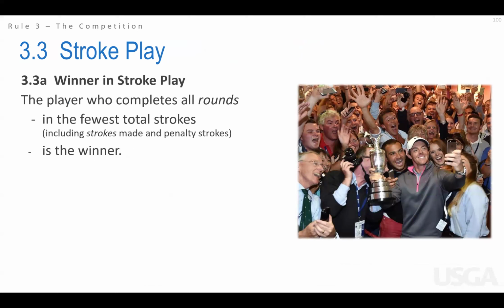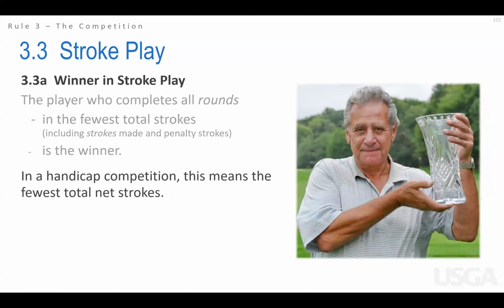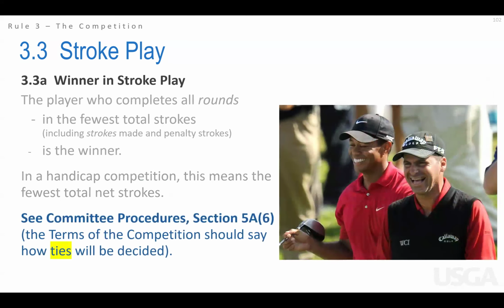The winner in stroke play is the player who completes all rounds or the only round in the fewest number of strokes. And that's going to be the winner. If it's a handicap competition, that means the fewest total net strokes. So the number of strokes they took minus their handicap, and that's going to get us our net score. Sometimes the terms of the competition might tell us how a tie should be decided, whether it's a sudden death, an aggregate playoff, a scorecard playoff, whatever that might be. Our terms of the competition are going to tell us how we're going to break that tie.